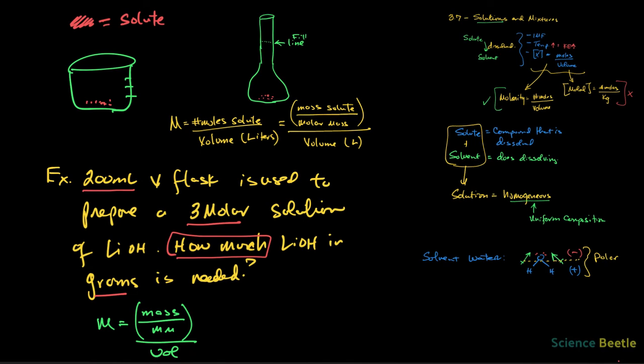Now, since I'm trying to figure out the mass, what I want to do is derive for the mass. I'm not going to show you the overall math, but clearly you can see here, if I take the volume, multiply by the molarity or the concentration, and then multiply by the molar mass, that should allow me to get the mass isolated by itself.